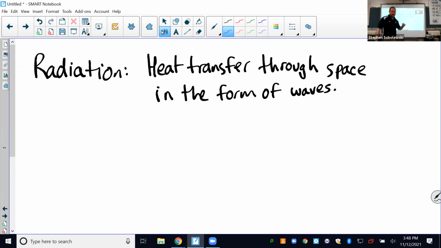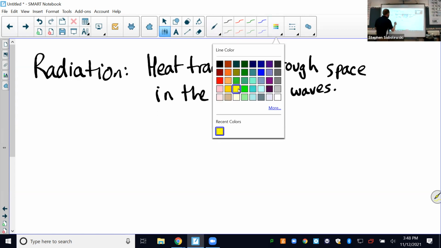Now, when I say space, I don't necessarily mean outer space. I mean just like space, like a place, like from one place to another, like from me to my laptop. So we can think of it on a small scale. We can also think about it on a large scale. And in fact, I usually go with the large scale as my first example.